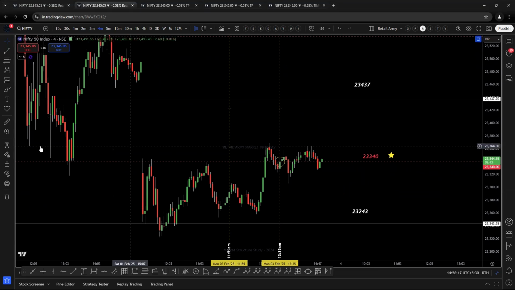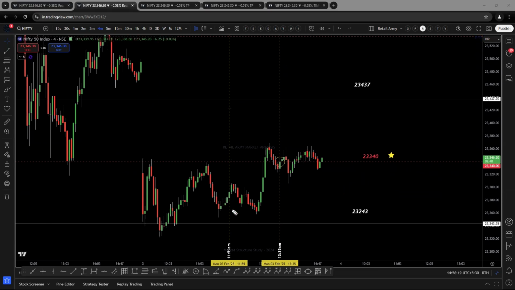Looking at intraday today, it's very simple. What happened was in the first time zone, no level was touched, so no vibration level. In the second time zone, we had exactly the 23,340 level touched. Price did a very tricky maneuver here. It went up and came down here.